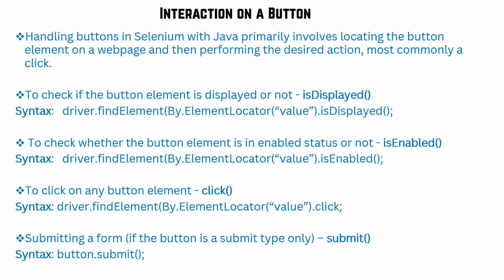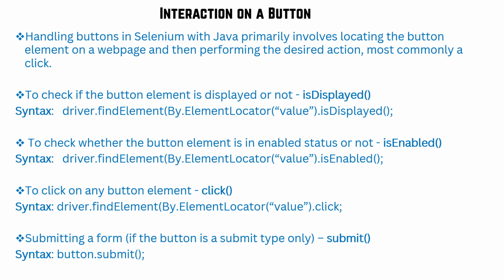Now next we'll discuss the interaction on a button. Most of the time whenever you navigate to any web page or any other application, you'll find a button, because button is a very common element. If the button is enabled, we can click on the button and submit the form in case you are filling some form. So handling a button in Selenium WebDriver with Java primarily involves locating the button element on a web page and then performing the desired action, most commonly a click.